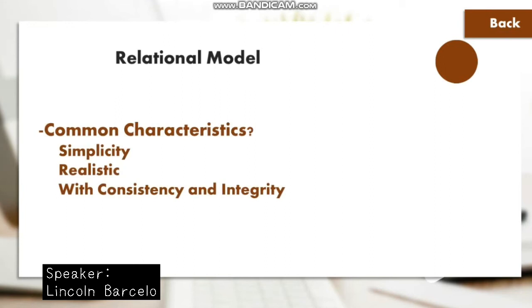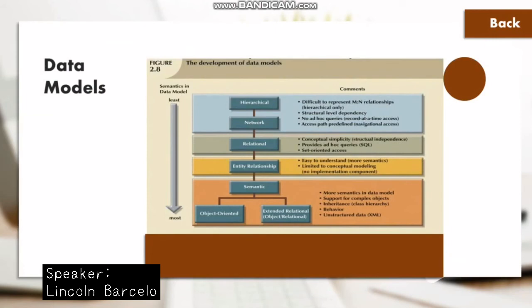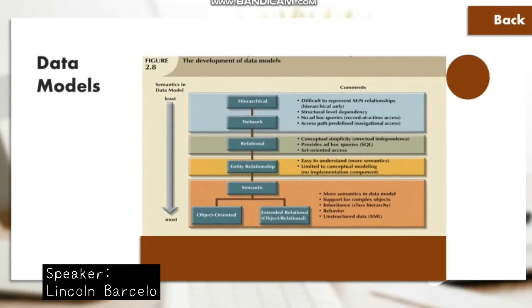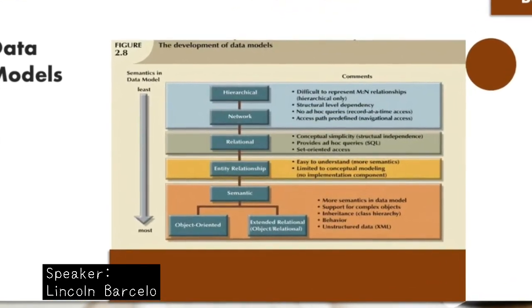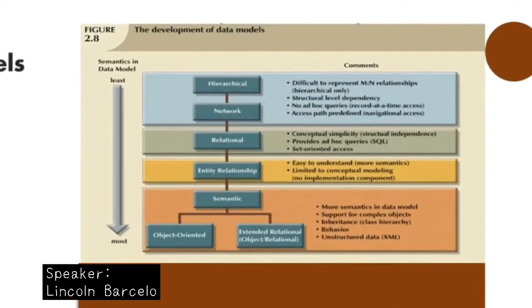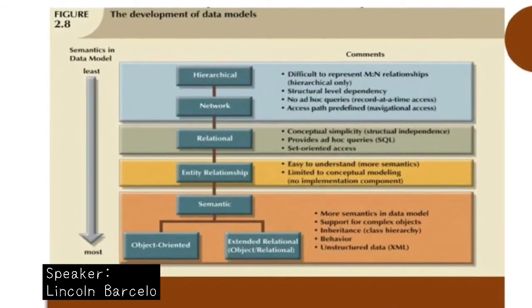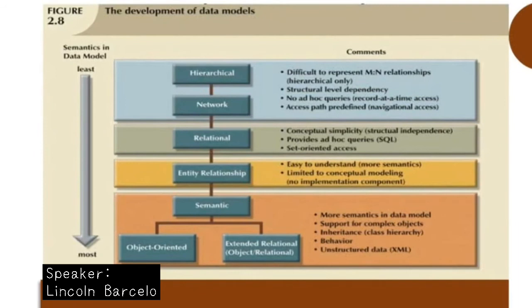Next po is yung data models. Dito po, kung mapapansin nyo po sa ating figure 2.8, mapapakita po dito yung development, yung mga nag-improve po dun sa ating data models through the years. So, first po dun sa hierarchical model and network, medyo hindi pa po maganda yung mga feedbacks dun ng mga end user. Pero dun sa semantic and object-oriented saka extended relational, medyo more semantics na siya. Tapos, maganda na po yung mga feedbacks na makikita natin dun sa part na yun.